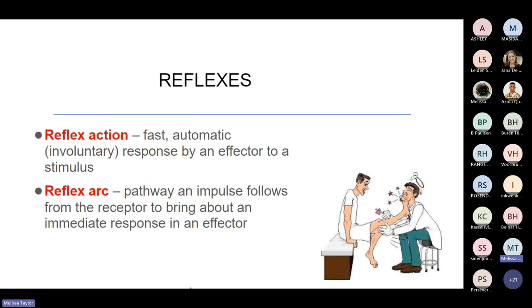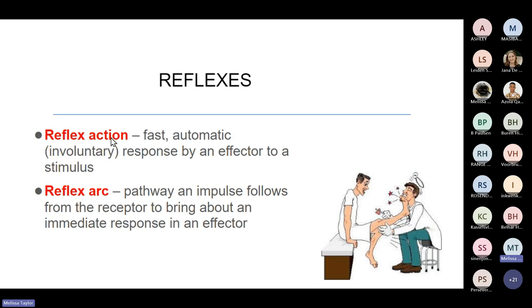Okay, right, let's quickly talk about reflexes. There are two definitions here that are really important, okay? The reflex action and the reflex arc. Arc refers to the pathway, okay? So if you had to kind of walk the route of the reflex, that's the reflex arc. So it's the pathway, the journey that the impulse is going to follow from the receptor all the way out until it exits at an effector, right? So that's the pathway that an impulse follows from receptor to the effector to bring about a response.